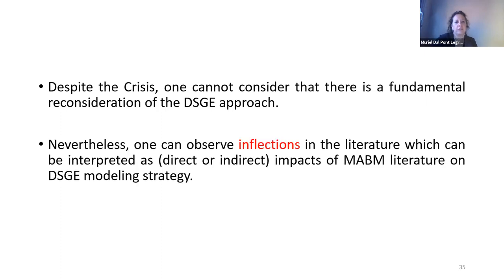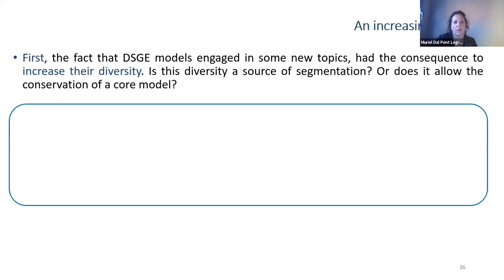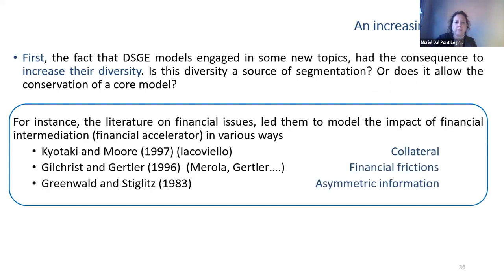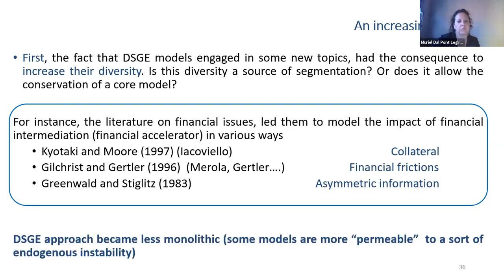there is a fundamental reconsideration of the DSGE model, the DSGE approach. There is nevertheless a sort of inflection. This is true. There is not nothing. First, the fact that the DSGE models engage in some new topics had the consequence to increase their diversity. I cannot explain now, but the fact that they decide to address more often the question about the financial sphere and the integration to better explain fluctuation is a source of segmentation, because depending on the way they integrate the financial sphere, there are totally different sorts of models. And this is a sort of segmentation in the sense that those models do not draw exactly the same conclusion, even if it allows conservation of a core model, the very core model. But quickly, there are different groups of models.